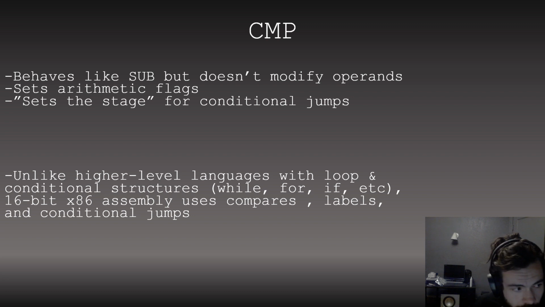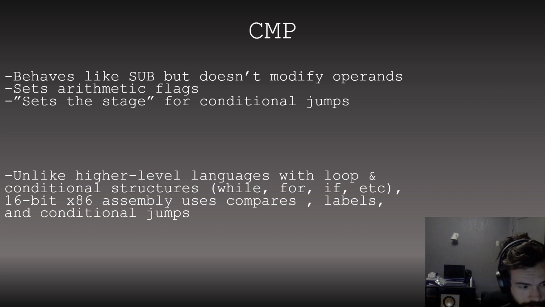The compare instruction behaves like the subtract instruction, if you have learned that. I hope some of you have learned more assembly over the past year. So compare behaves like sub, but it doesn't modify the operands. It does set arithmetic flags though, which we will look at in a minute or so. And it sets the stage for conditional jumps, which we are also going to be looking at.